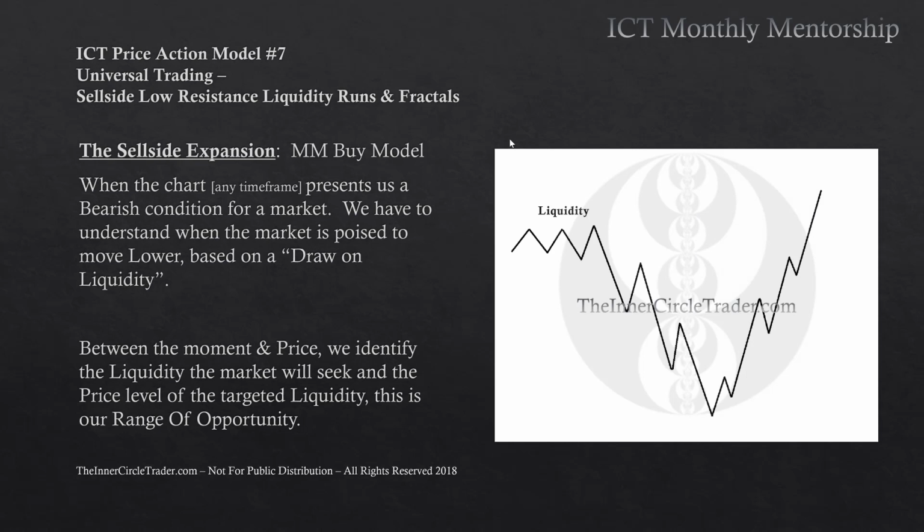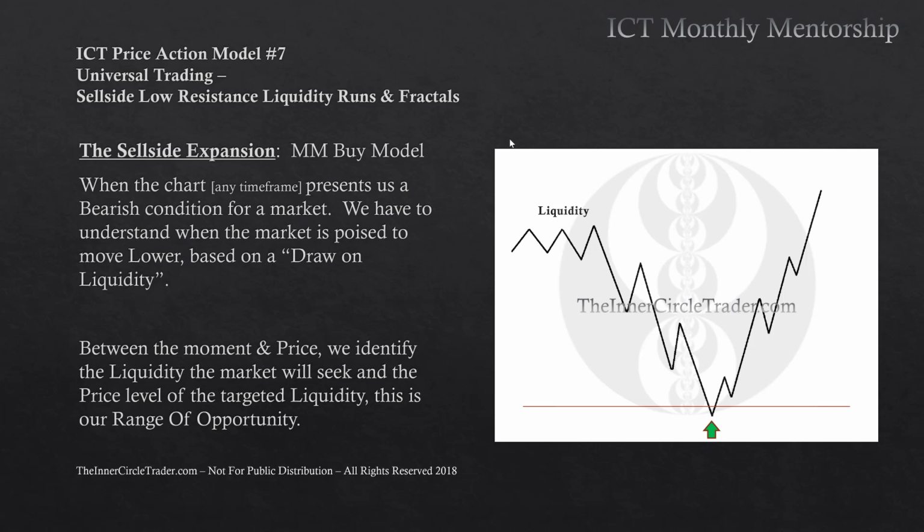So we have sell-side expansion on a market maker buy model. So when the market is trading in consolidation, we expect it to trade down, find some measure of sell-side liquidity. In other words, it's going to reach for the market liquidity below an old low. It may trade back down to an old high, or it may trade down into a fair value gap or trade to a bullish order block. Right here is our draw on liquidity in the framework of this model.